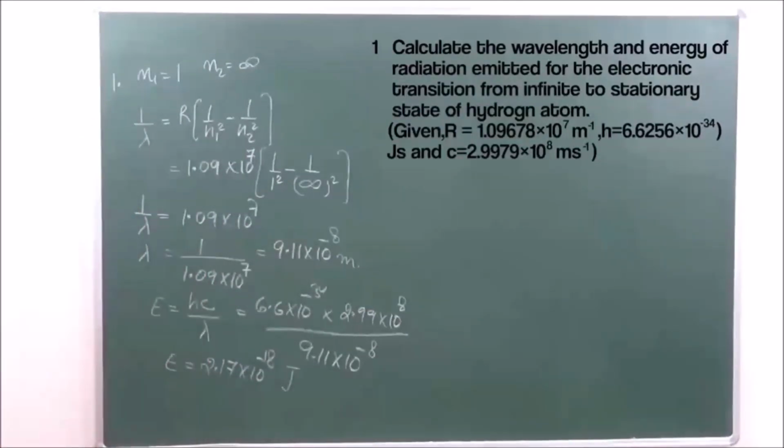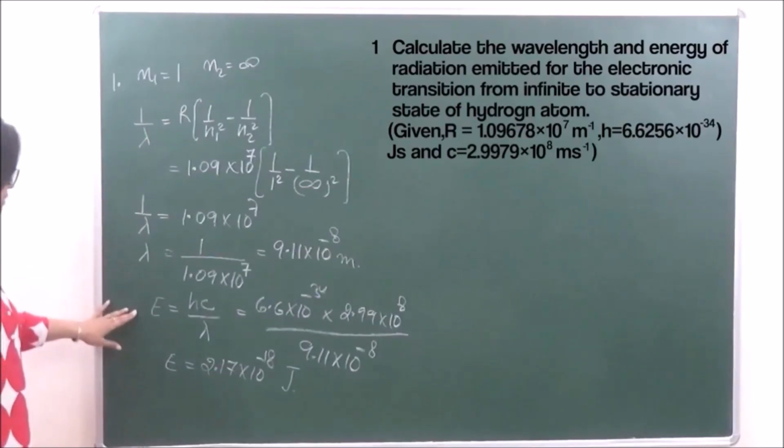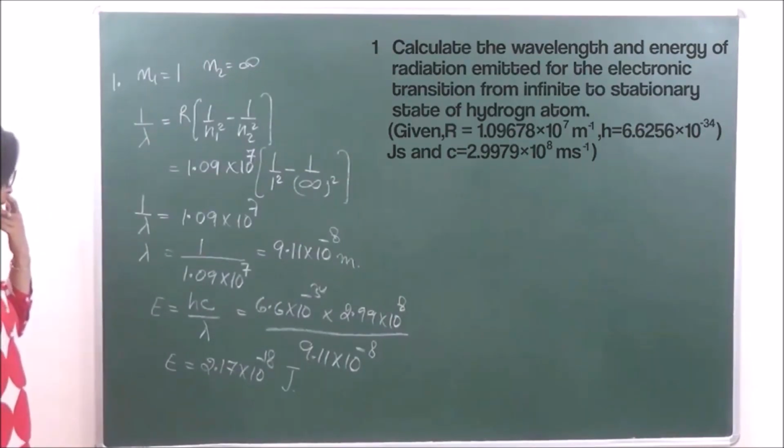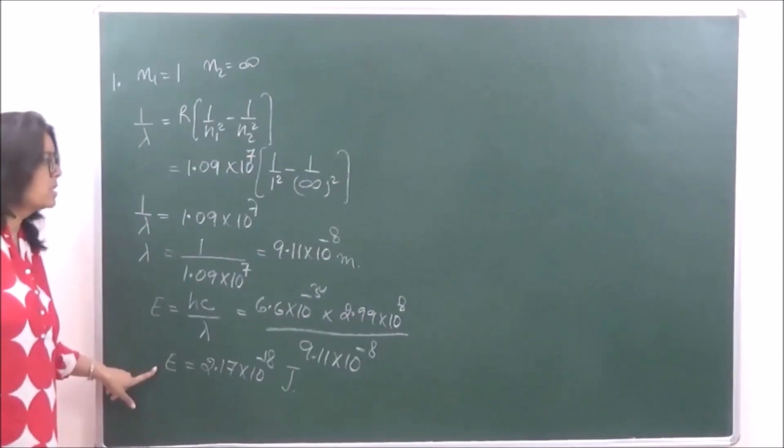So this is how this question had to be done. In the first step, calculate the value of lambda, then put in the value of energy, that is E is equal to hc upon lambda, and you can calculate energy. So this was a simple question.